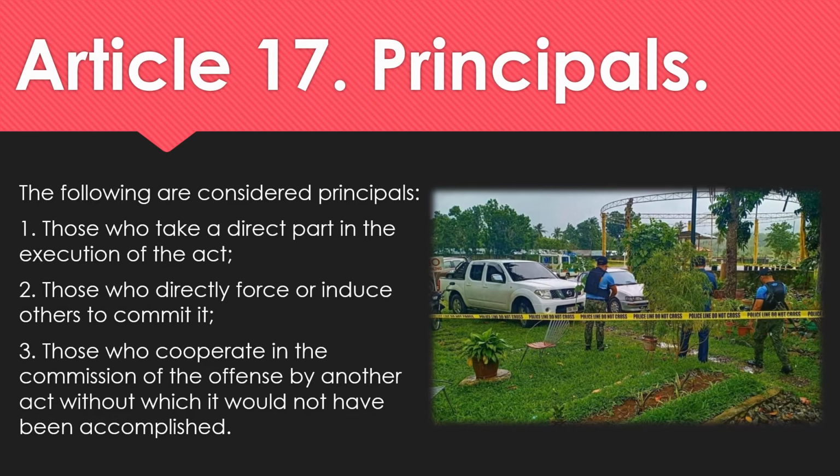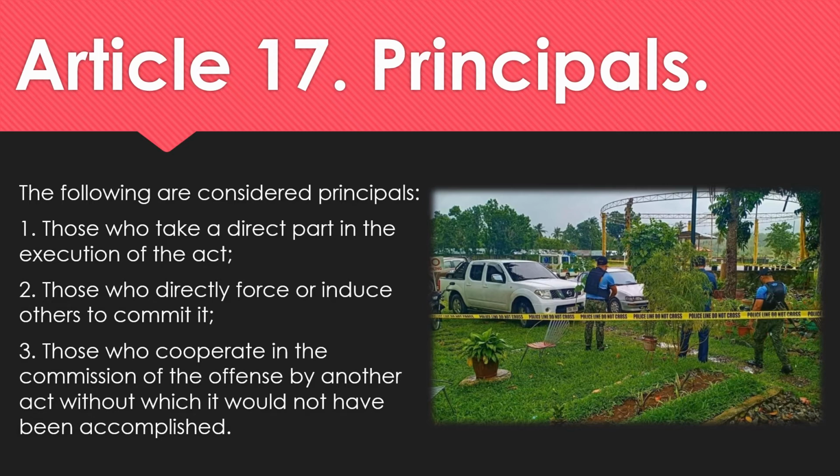Number one, those who take a direct part in the execution of the act. Number two, those who directly force and induce others to commit it. So even if you do not have direct participation, but you force or induce others to commit such kind of crime, you will be considered a principal. Number three, those who cooperate in the commission of the offense by another act without which it would not have been accomplished. So without your inducement, without your force, without your supervision, the crime would not have been accomplished. Since you are the author of the crime, you will be liable and punishable as a principal.